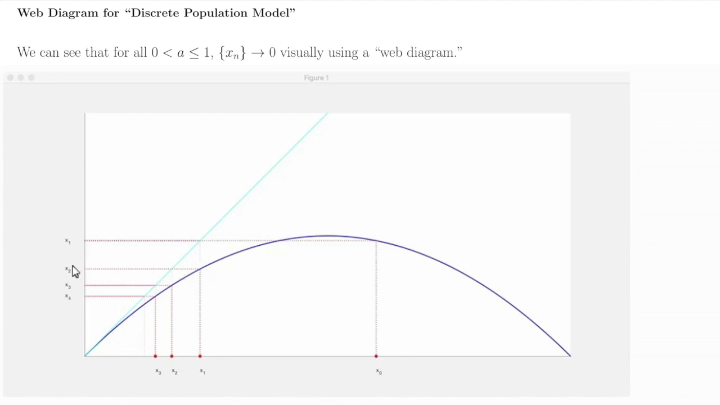Likewise, we don't need to go all the way over to the y-axis. We just need to figure where we bounce off the line y equals x. So let's stop doing all of these lines and make this kind of shape instead. This is called the web diagram.